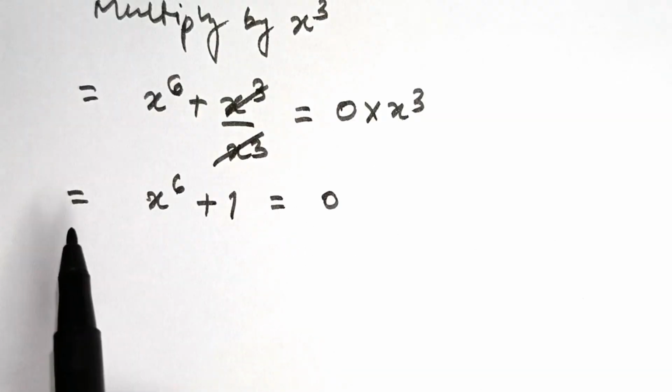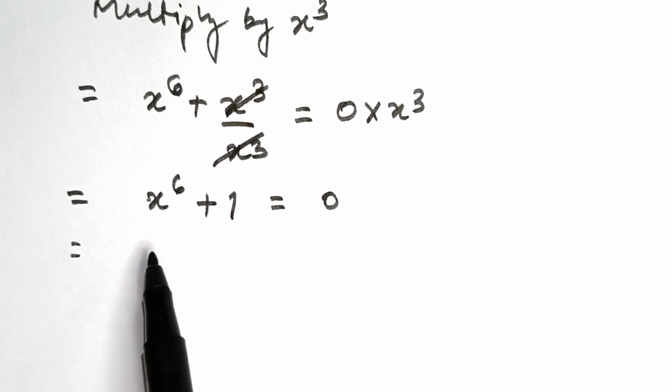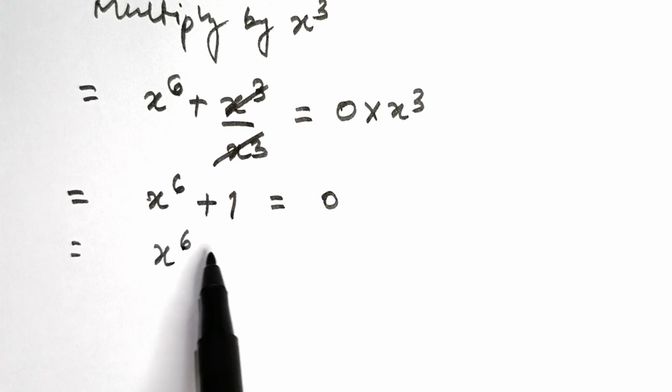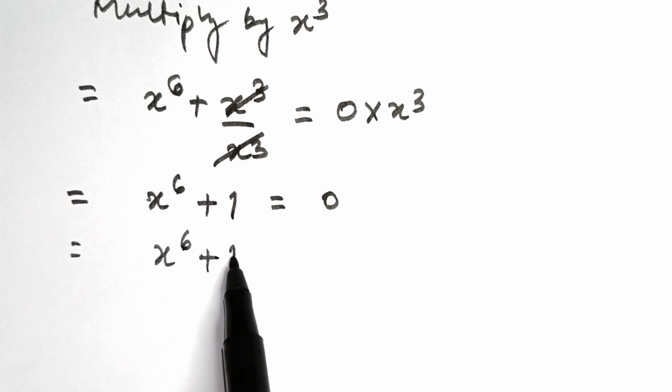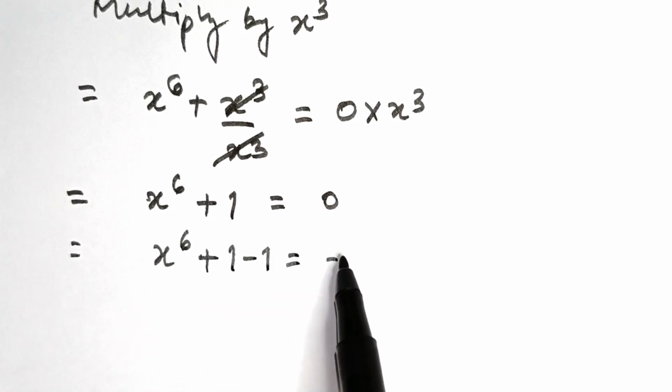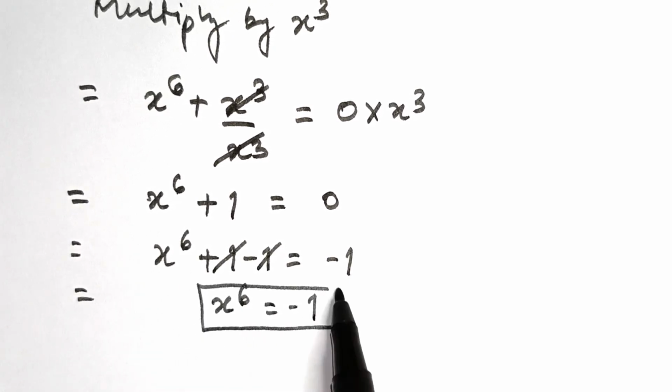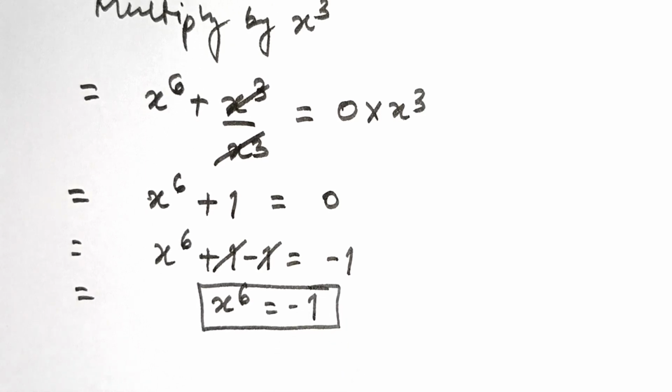Now subtracting 1 from both sides of the equal sign, we will have x to the power 6 plus 1 minus 1 is equals minus 1. So this will cancel out, so x to the power 6 is equals minus 1. So note down this value. This is a very important value for the future.